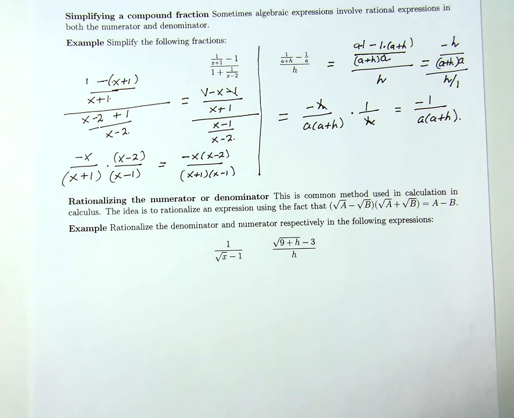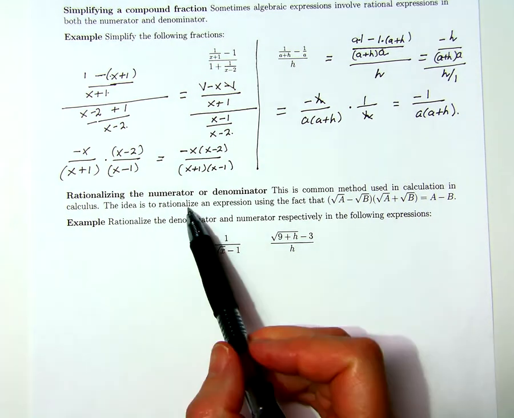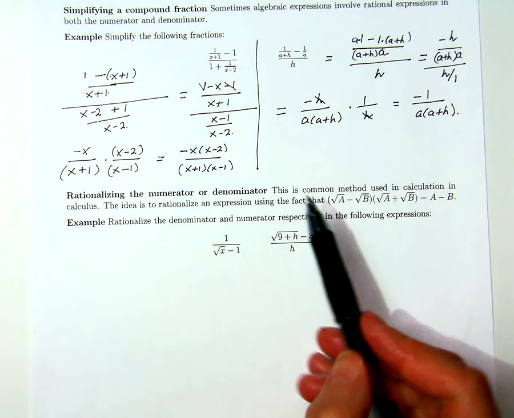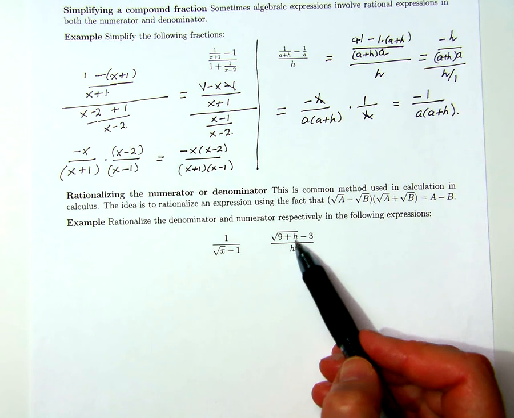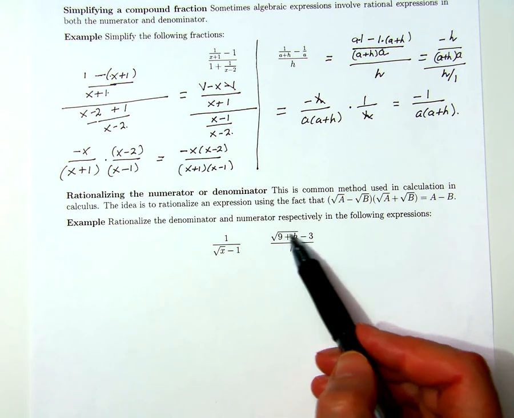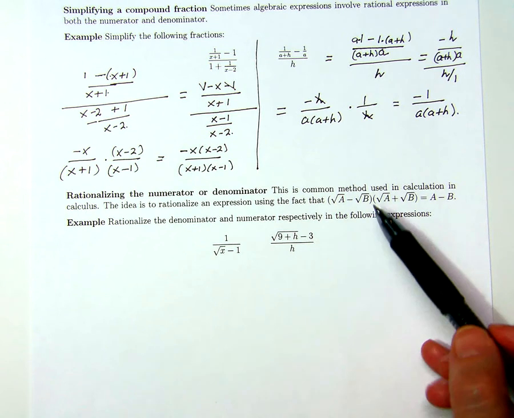And our last trick, essentially, which is very commonly used in calculus, is rationalizing either the numerator or denominator. In particular, when we have a square root like this and we want to replace this whole thing by a polynomial in the numerator, then we can perform this trick.